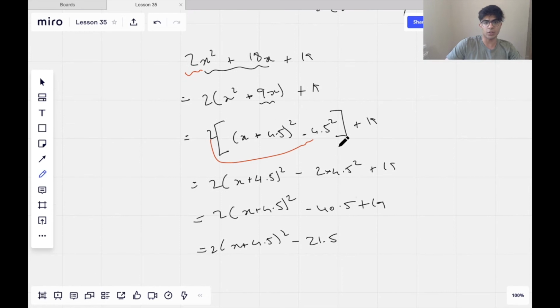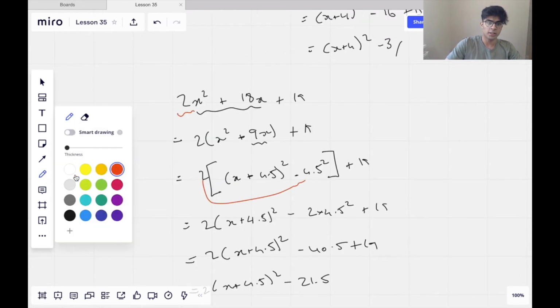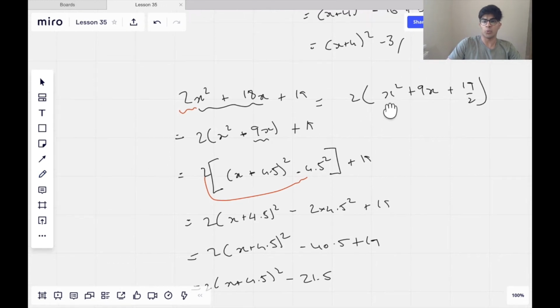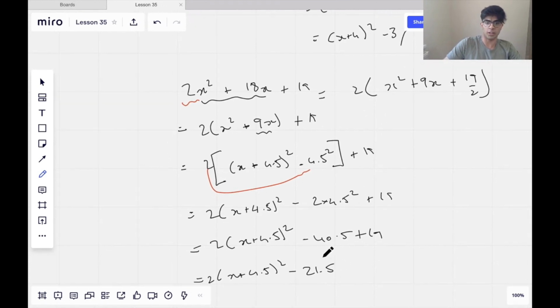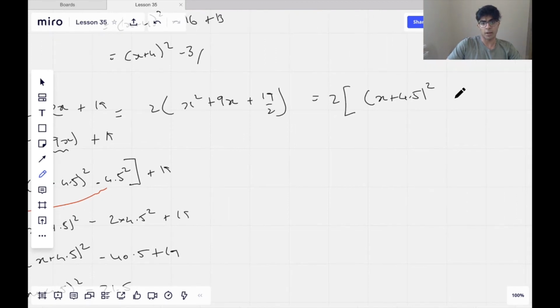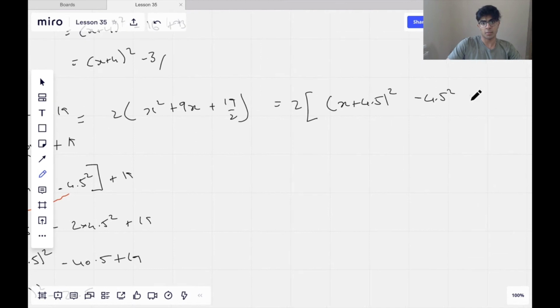If you didn't want to do it this way, what you could do is, if we say this is the same thing as 2 into x squared plus 9x plus 19 over 2, and then you could do the normal way again, and then multiply it out by 2 at the end. So if I actually work through it, it becomes 2, and then you have this, so you're like x squared plus 9x. So remember, we half this term here, so we go x plus 4.5 squared, and then minus 4.5 squared, plus 19 over 2.